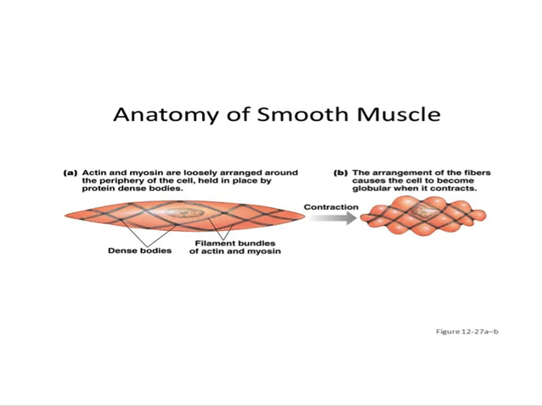To understand the mechanism of contraction of smooth muscle, you must know that contractile filaments are arranged to form a diagonal web under the cell membrane. And as a result of this arrangement, contraction takes place in all the planes.